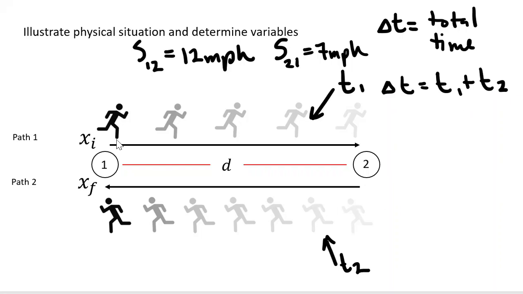Notice that for path 1, our athlete is going to be traveling at a faster speed than he is for path 2. So we can say that the time interval t sub 1 is going to be less than the time interval t sub 2. And I believe that's all we can really say about this problem so far. So let's go ahead and start solving this problem.